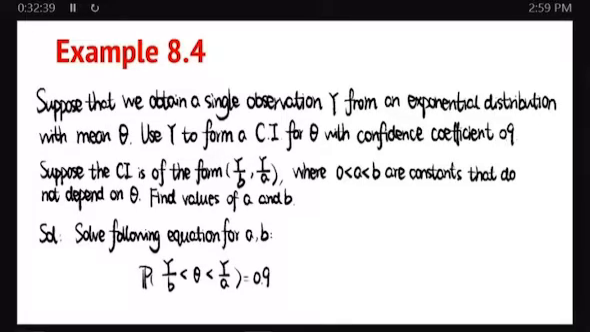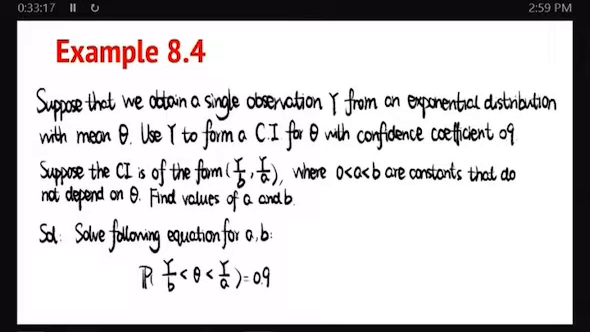Now, here, suppose we obtain a single observation y from an exponential distribution. You know the probability distribution. The mean theta is unknown. And you now want to use the information you got on y to form a confidence interval for theta with the confidence coefficient. Let me tell you, anytime you want to construct a confidence interval, you need to be able to disclose your level of confidence.